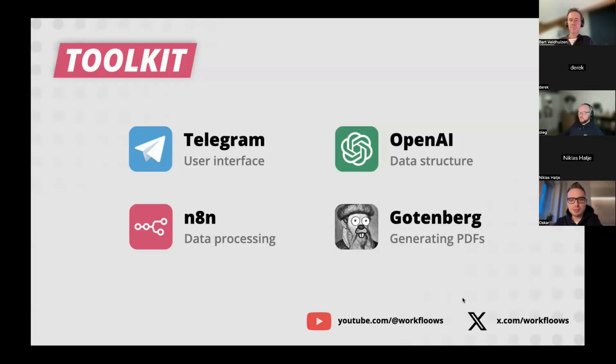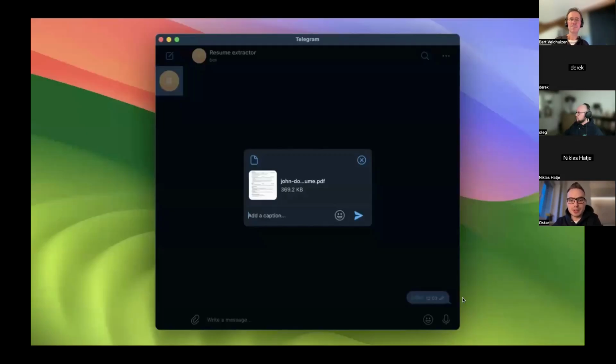For this purpose, I'm going to use Gutenberg. If you're not familiar with Gutenberg, it's really cool software. I also have a small tutorial about this on my YouTube channel, so you're very welcome to dive into it. But what we are going to do is have this Telegram chatbot upload the resume, and in the output, we will also receive the PDF.